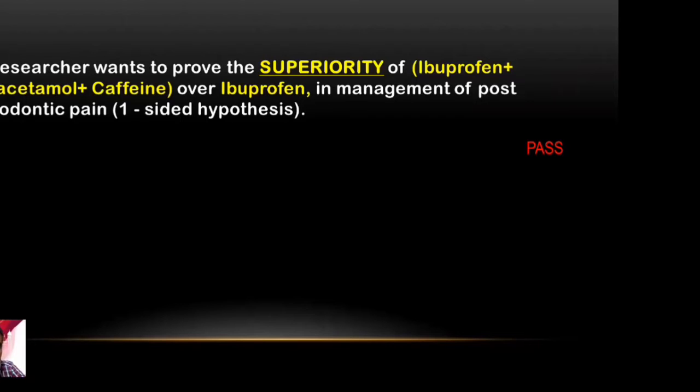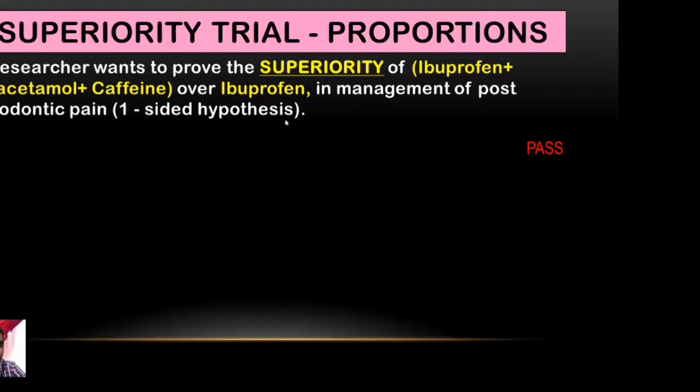So just look into the research question. The researcher wants to prove the superiority of a combination of brufen, paracetamol and caffeine over brufen alone in the management of post-endodontic pain. See, the researcher wants to prove superiority, so it is clearly a one-sided hypothesis. It is based upon proportion, pain present or absent, and it is a superiority trial.